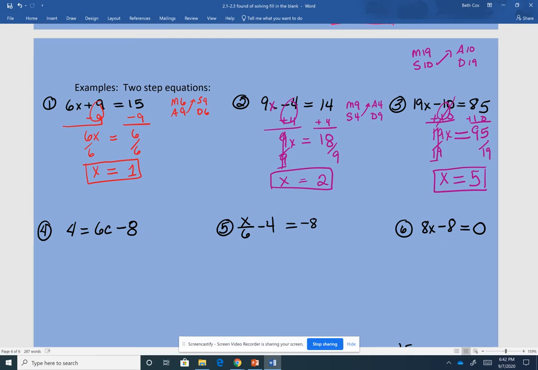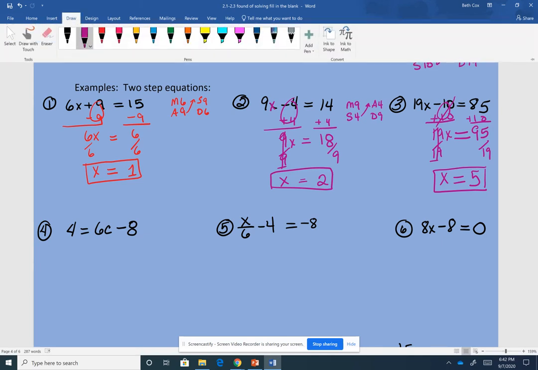Okay? All right. So now these next 3 have a little something different to them. The first 3 were pretty much all the same, maybe a little different here and there. But now we're going to throw in some little differences. We still need to find our variable and still need to know what happened to it. It's just written a little differently.